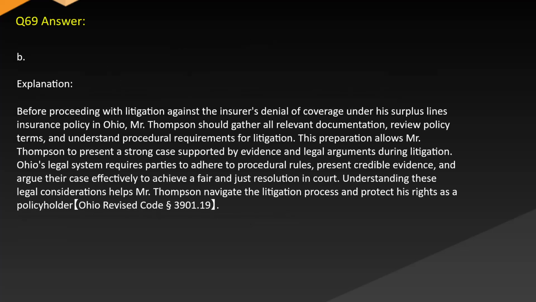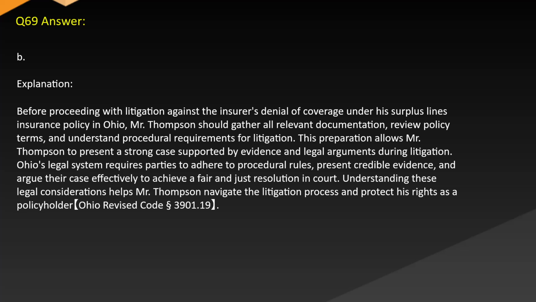Answer: B. Explanation. Before proceeding with litigation against the insurer's denial of coverage under his surplus lines insurance policy in Ohio, Mr. Thompson should gather all relevant documentation, review policy terms, and understand procedural requirements for litigation. This preparation allows Mr. Thompson to present a strong case supported by evidence and legal arguments during litigation. Ohio's legal system requires parties to adhere to procedural rules, present credible evidence, and argue their case effectively to achieve a fair and just resolution in court.